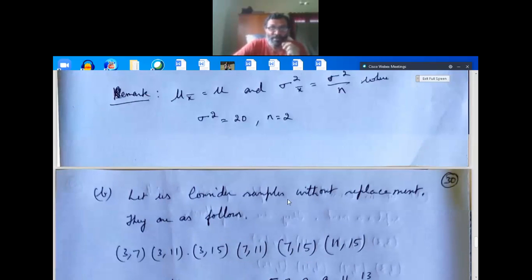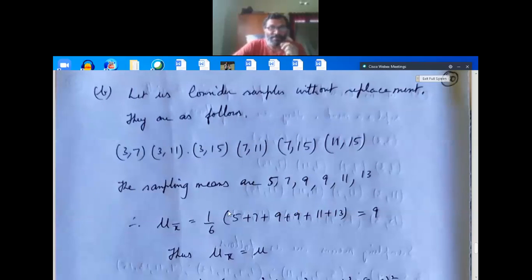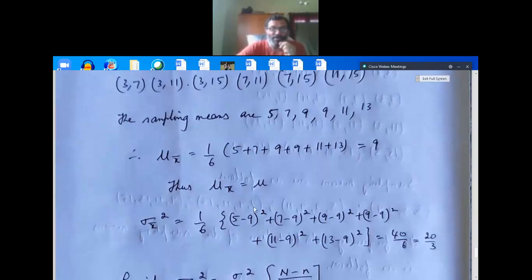This is without replacement. The sample means are: 3 plus 7 by 2, that is 5. 11 plus 3, 14 by 2, 7. 15 plus 3, 18 by 2, 9. Here 7 plus 11, 18 by 2, 9. 15 plus 7, 22 by 2, 11. 15 plus 11, 26 by 2, 13. Mean means just add and divide by 2, since size 2 means 2 elements. Now mu of x bar: add everything and divide by the 6 elements. So 9. So mu of x bar is equal to mu.